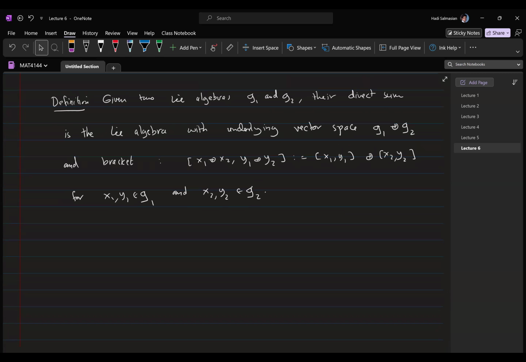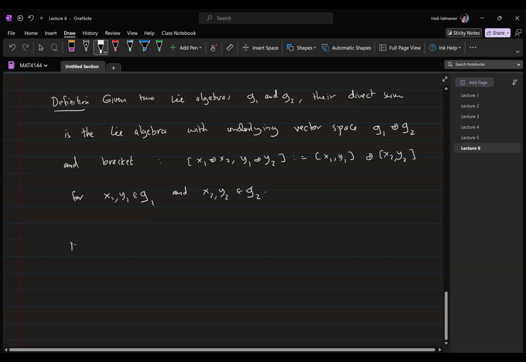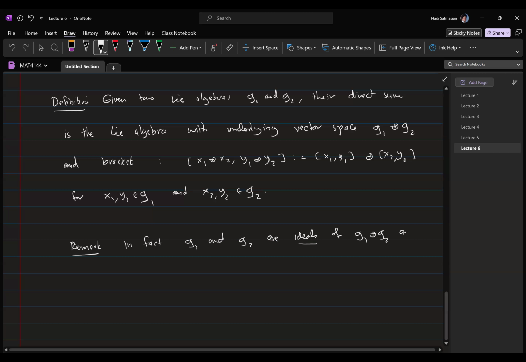Now, in fact, G1 and G2 are going to be ideals of this direct sum, which I'm going to define. So here's a remark. In fact, G1 and G2 are ideals of G1 plus G2. And in fact, they commute.